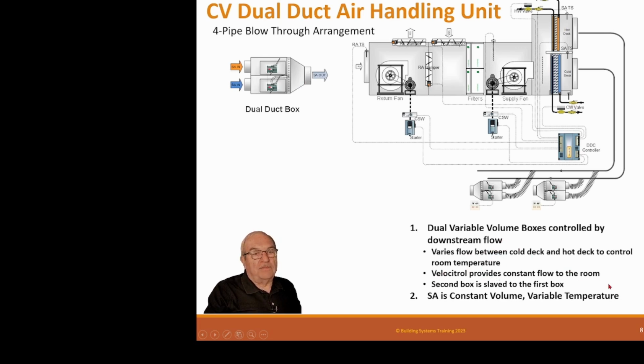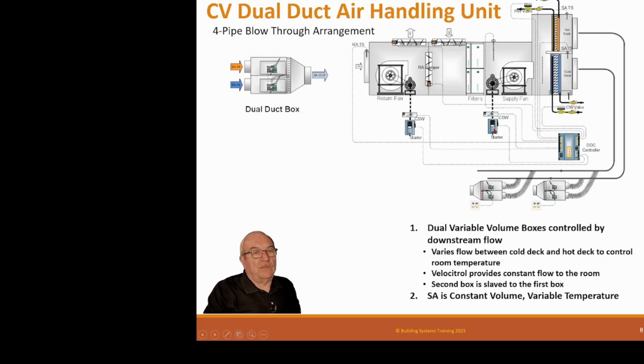Velocitrol provides constant flow to the room. The second box is slave to the first box. Supply is constant volume, variable temperature. So this is a constant volume system. The room always sees the same amount of air, it just changes the temperature. So this is a way to get zone control down in the spaces.